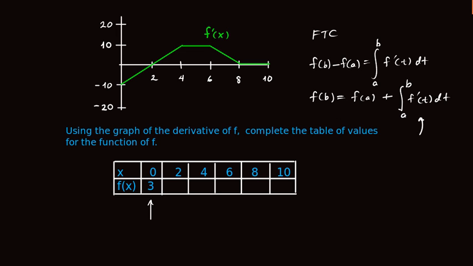And in this example, since we're going to be using f prime as a graph, we're going to interpret this as the area under the curve, or over the curve if it's below the x-axis, between a and b.